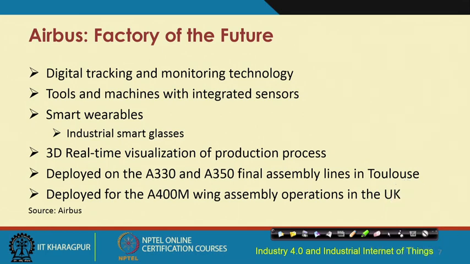So 3D real time visualization of the production process is possible. All of these things, different sensors and so on, are deployed on the A330 and A350 models and their assembly lines in the Toulouse manufacturing plant in France. They have also deployed this factory of the future for the A400M model and its assembly operations in the UK.